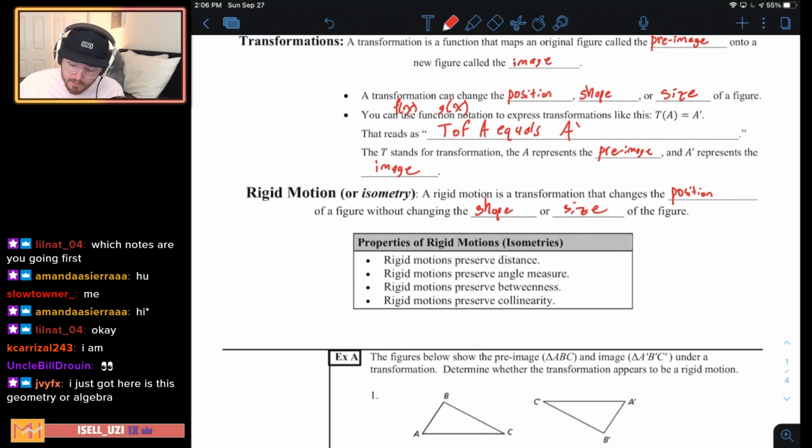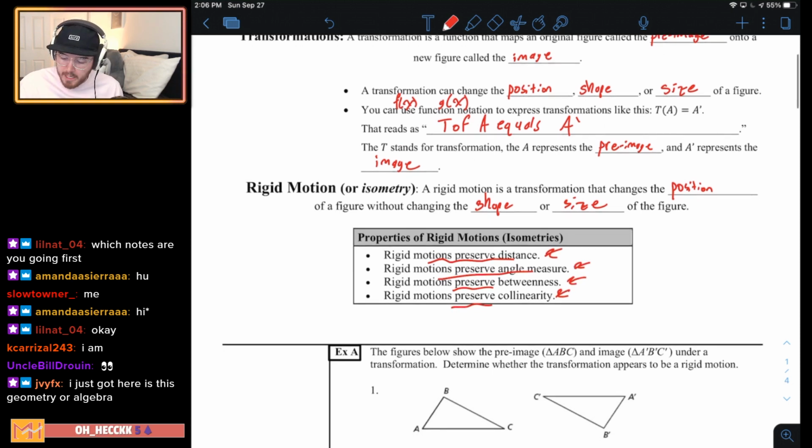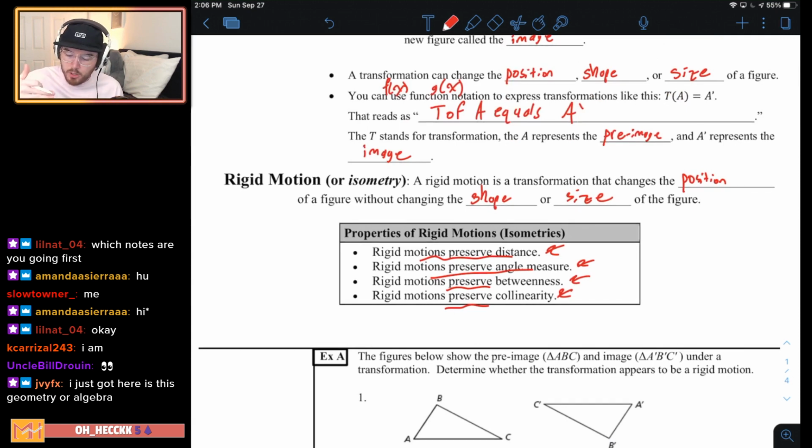So it's preserving everything. You don't really need to super focus on these words, but read them: distance, angle measure, betweenness, collinearity. Preserving means to not change, to make it stay the same. Again, that word rigid: to be rigid means to preserve everything about the figure.